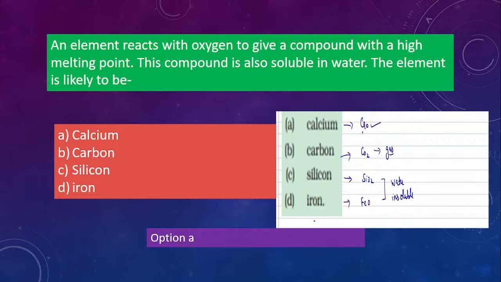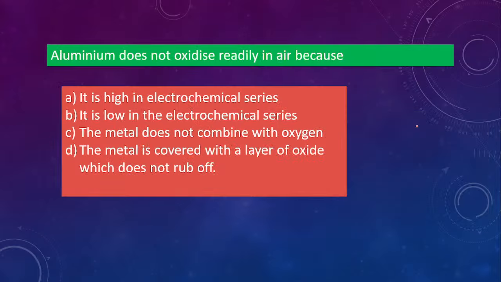High melting point is mentioned. Silicon dioxide and iron oxide are also formed, but both are not soluble in water. The question says it has to be soluble in water. If soluble in water, then it will be calcium oxide. So option A is the correct one. Okay, let's do the next one.